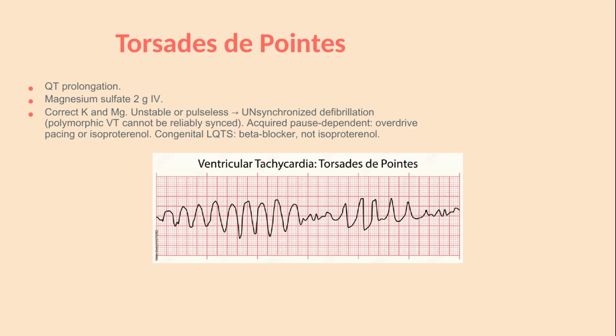Because Torsade is pause dependent, recurrent runs respond to making the heart go faster, overdrive pacing, or an isoproterenol infusion as a pharmacologic bridge in acquired cases while pacing is arranged. If the patient loses a pulse, this is a shockable arrest, so defibrillate and run the standard algorithm. Sustained recurrent Torsade belongs in an ICU on continuous telemetry with the QT tracked until it normalizes.